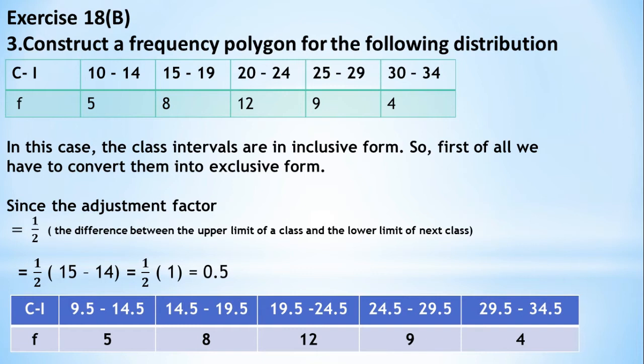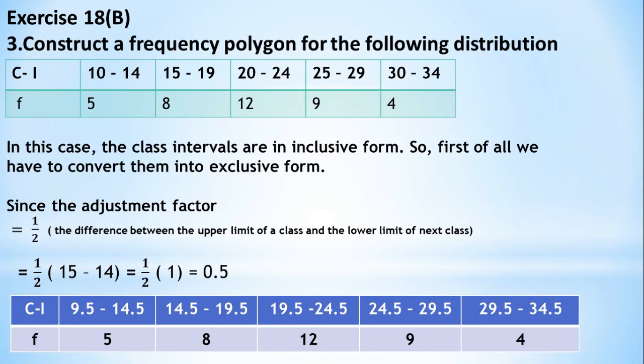But to construct a histogram and the frequency polygon, the given frequency distribution should always be in exclusive form. Let us see how to convert the given frequency distribution table from inclusive form to exclusive form. The formula used is half of the difference between the upper limit of a class and the lower limit of the next class. Let me consider the upper limit of one class, that is, 15 minus 14. So 15 minus 14 is equal to 1. Its half is 0.5. We have already discussed this.